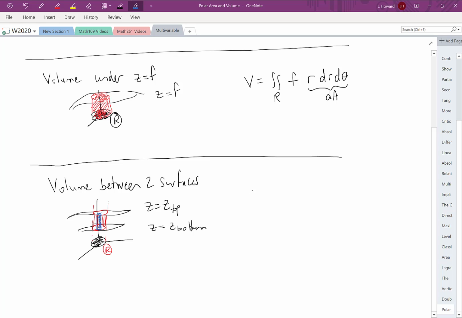So this leads us to a similar formula as we had for rectangular coordinates. The volume would be the double integral over R of what we'd be integrating, z top minus z bottom. And then we would need to multiply that by dA, which in polar coordinates is going to look like r dr d theta. So same three formulas as we had for rectangular coordinates, just with dA written as r dr d theta. Over the next few videos, we're going to do three examples. We'll practice each of these formulas and get comfortable with polar coordinates.